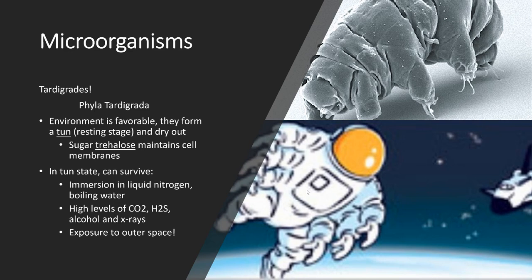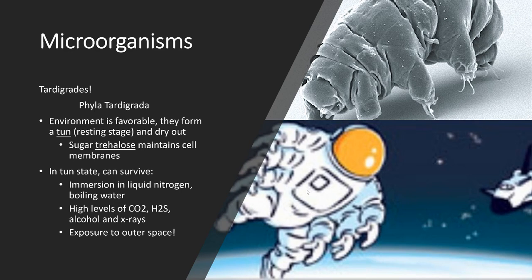And so, continuing on with the tun stage, the tardigrades have the ability to just drain their body of water, and with water out of their body, how do they survive? They have a sugar known as trehalose, which maintains their cell membrane, so their cell membranes are fine. But in this tun state, they are also in kind of a hibernation or sleep mode.